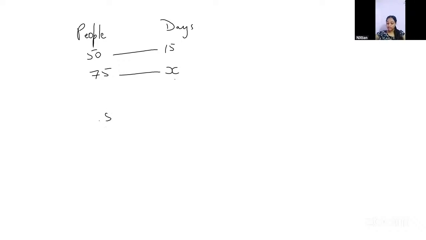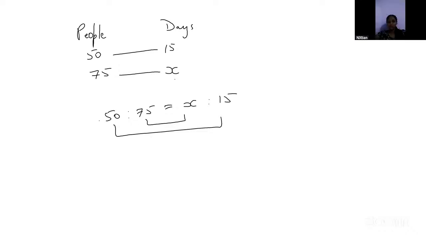Yes, it can become 50 into 15, it's 750. So 750 is equal to 75x. 750 divided by 75 is equal to x, so x is equal to 10. Yes, Abraham, that is correct.